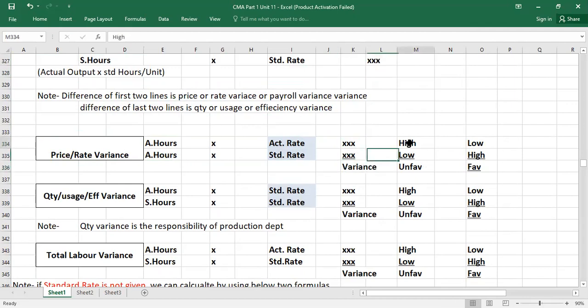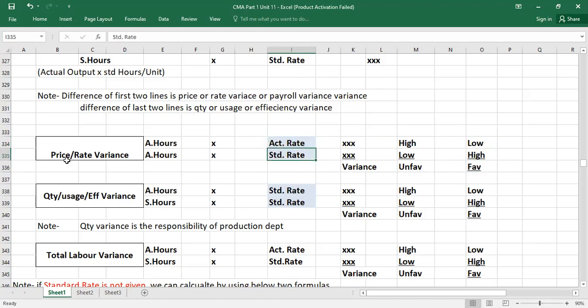If the answer of the first line is higher and the answer of the second line is lower, this variance will be unfavorable because your actual rate is greater than the standard rate. But if the answer of the first line is lower and the answer of the second line is higher, this could result in a favorable variance. Why? Because your actual rate is lower than the standard rate.